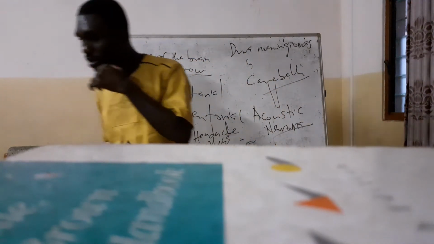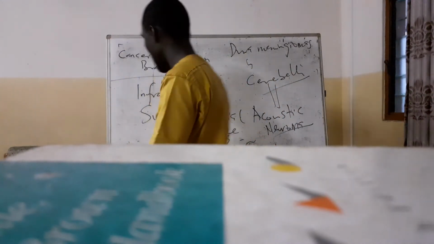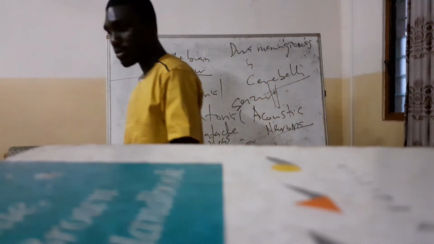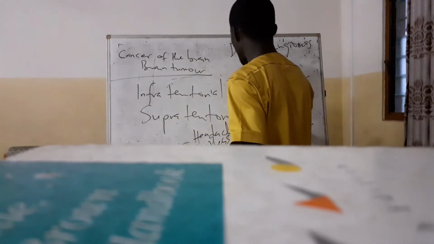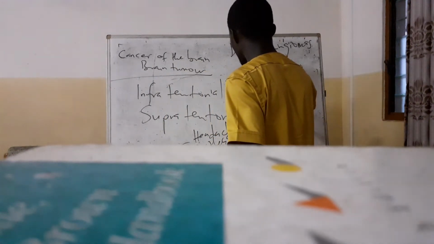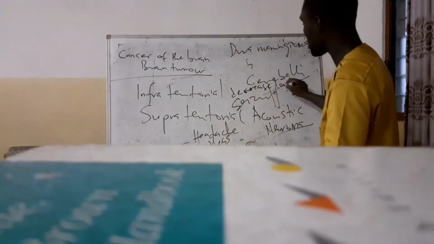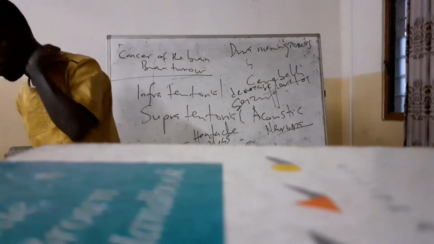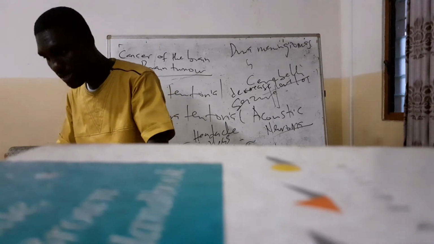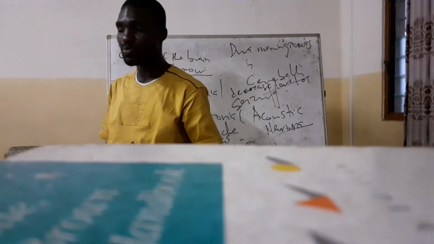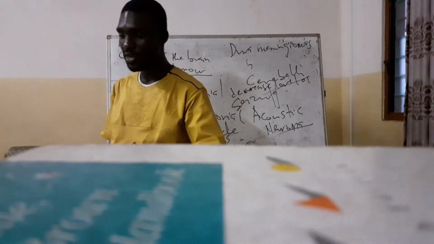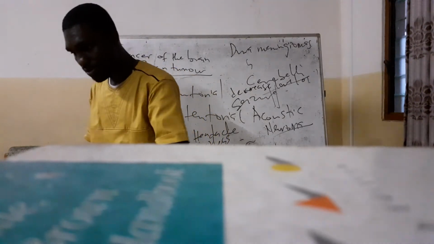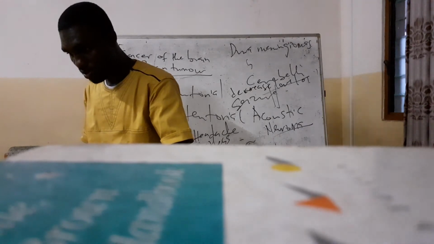And then it can also lead to seizure, right? And the patient can go into coma, or there can be decreased level of consciousness. And then it can also affect their speech. People with brain tumor can also have difficulty in speaking. So there can be aphasia, right? Loss of voice or absence of speech.